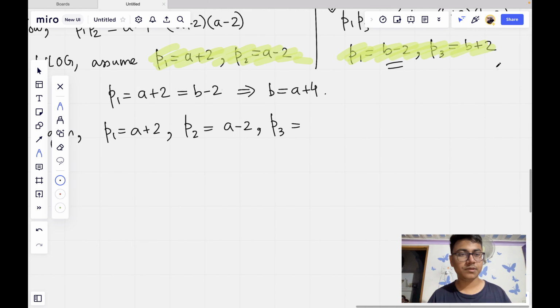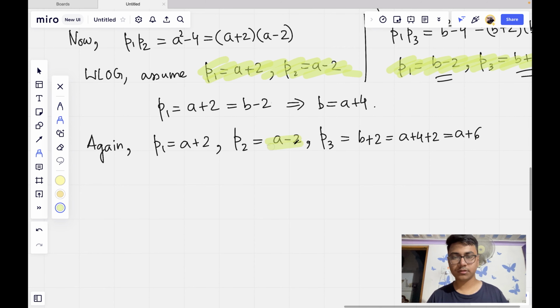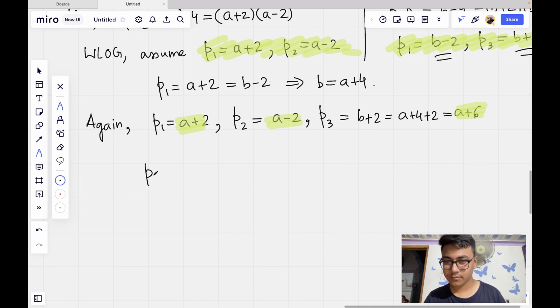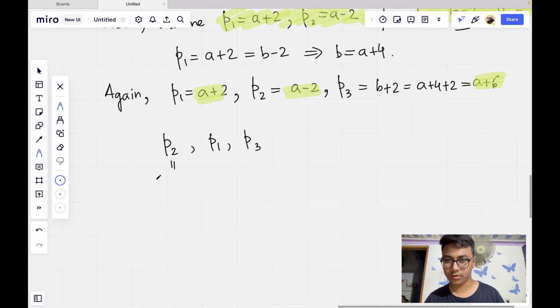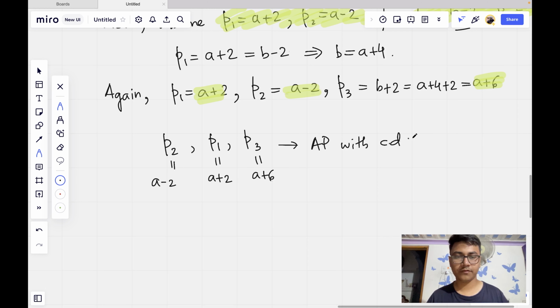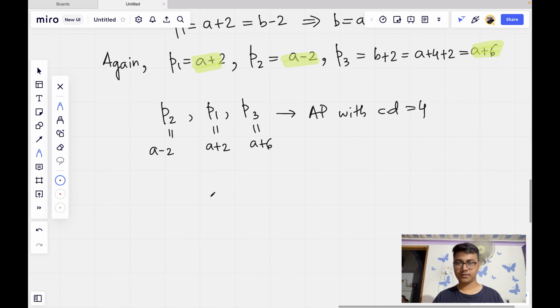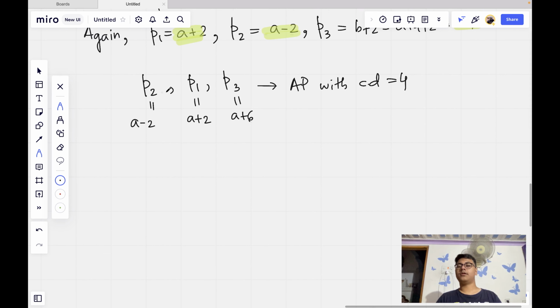So P3 is a plus 6. Notice that these three values, a minus 2, a plus 2 and a plus 6, form an AP with common difference 4. So P2, P1, P3, these three prime numbers, P2 being equal to a minus 2, P1 being equal to a plus 2, and P3 being equal to a plus 6, form an AP with common difference equal to 4. So this is a prime AP, right?